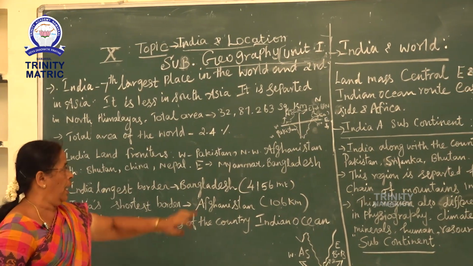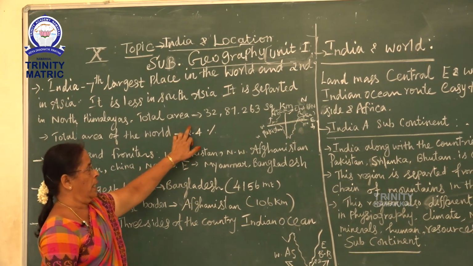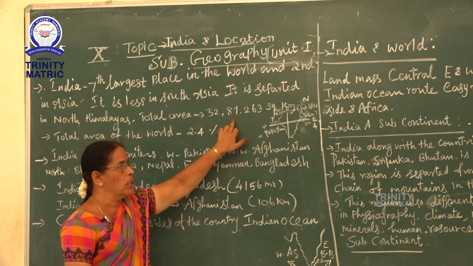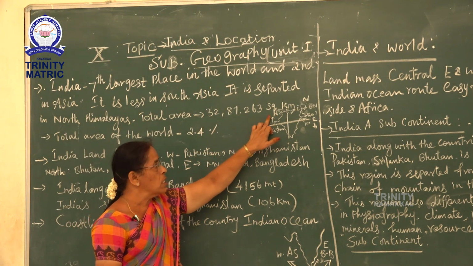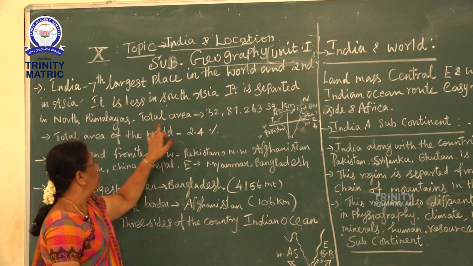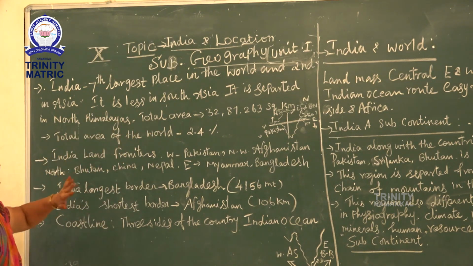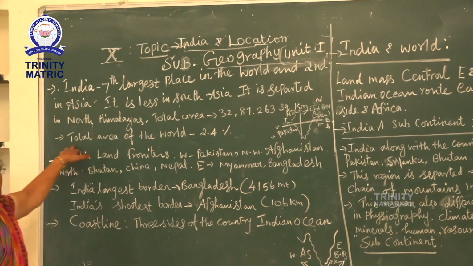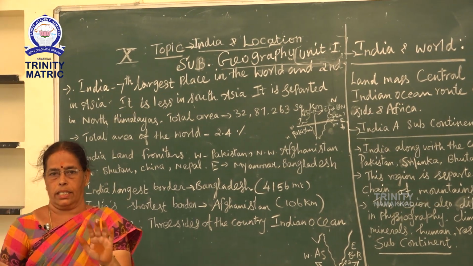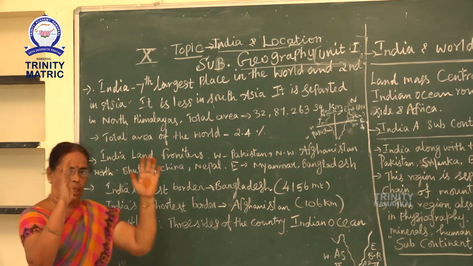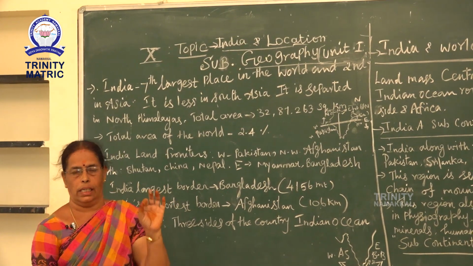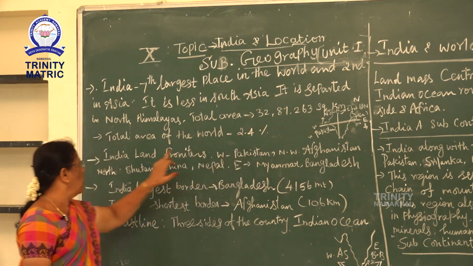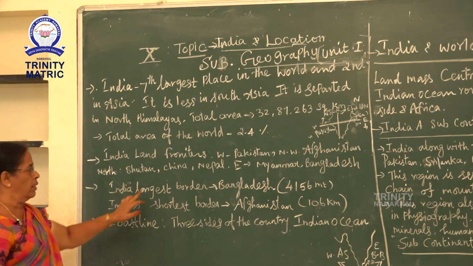Then the total area is 32 lakh 87,263 square kilometers. On the northern side are the Himalayas. At the world level, this total area is 2.4%.